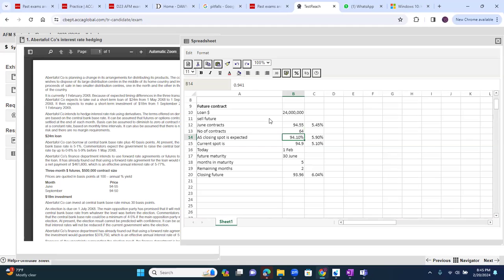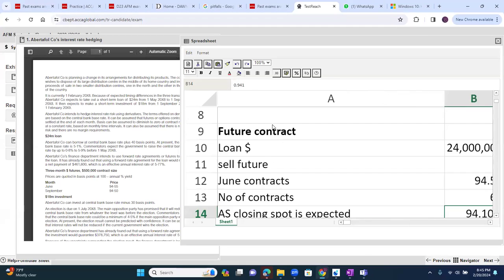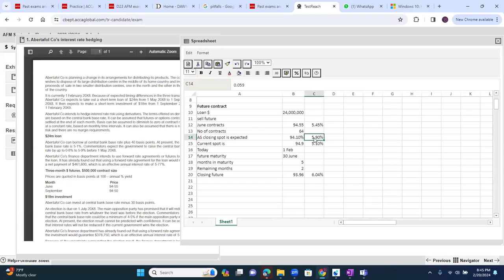If you can see the screen, I have solved it in an inverse way. Closing spot is 5.9, current spot is 5.1, and I have converted the future price into percentages. But if you keep the future price in inverse, if you convert the closing spot and the current spot as an inverse, you can calculate the closing future directly in an inverse form. So it's up to you. You want to solve the question in this way or in this way, but do solve in one way. Do not solve in both of the ways.